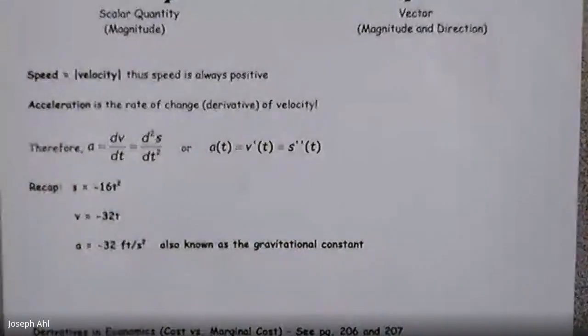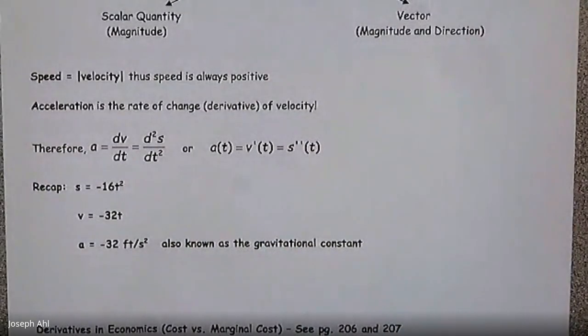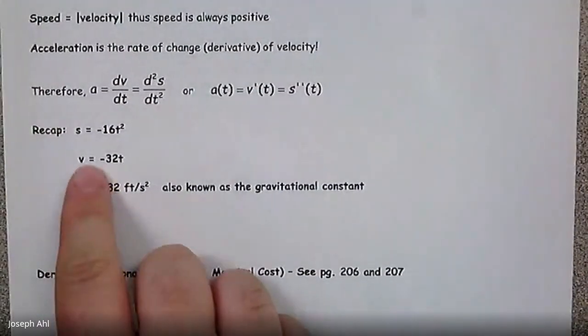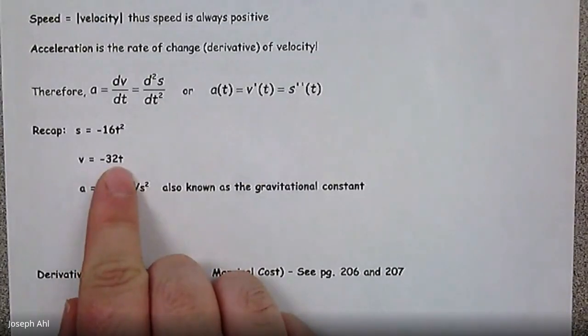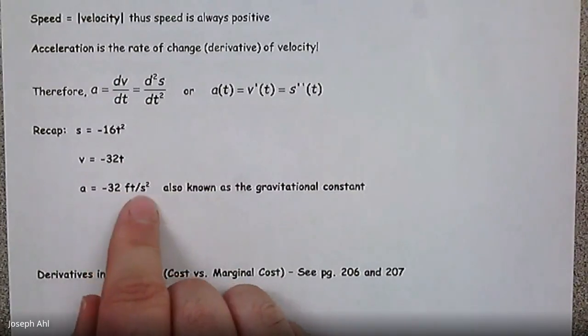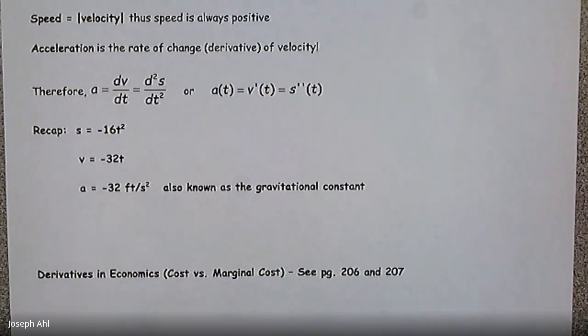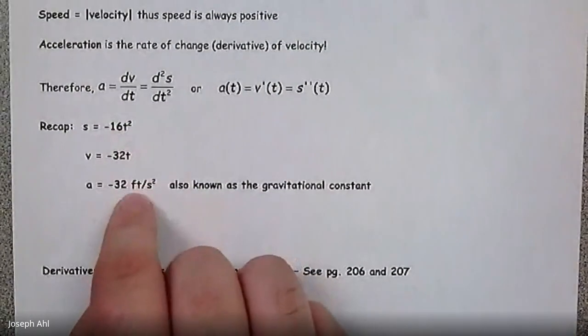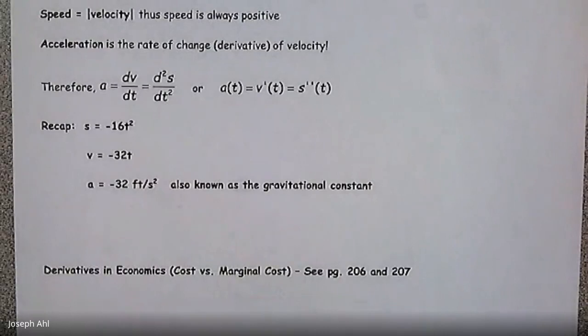Okay. So as a quick recap, we know that position is negative 16t squared. And therefore the derivative of that, using the power rule, would be negative 32t, and the derivative of that would just be negative 32. And this is what we know to be the gravitational constant, right? Negative 32 feet per second squared. So I think that's kind of a cool way to be able to develop this concept. I know it's probably a little bit bothersome for physics students, but we'll get used to it and we'll stick with our English units in this class.